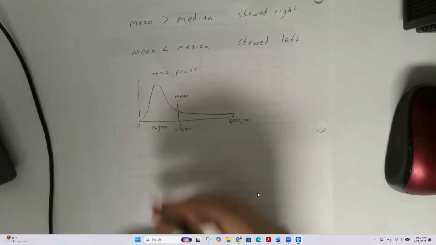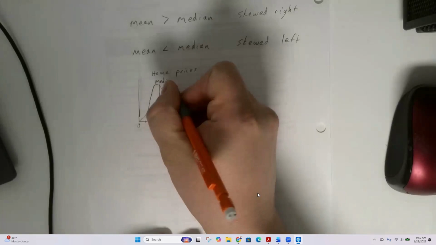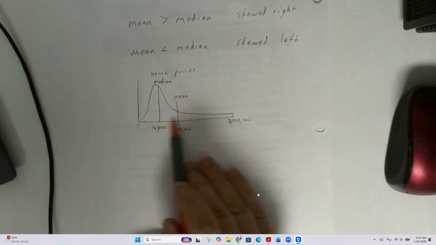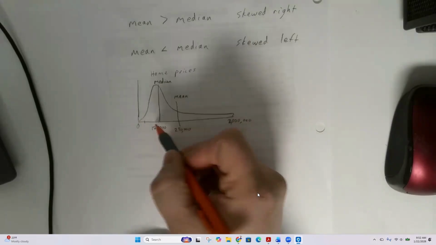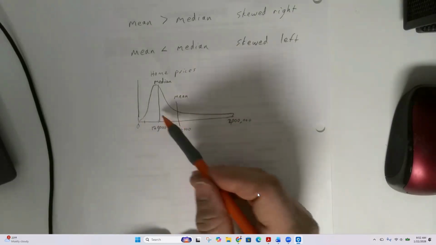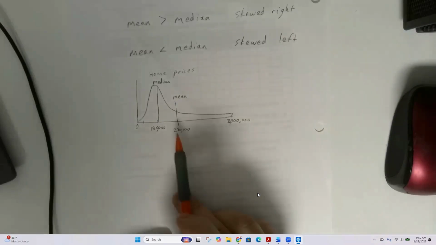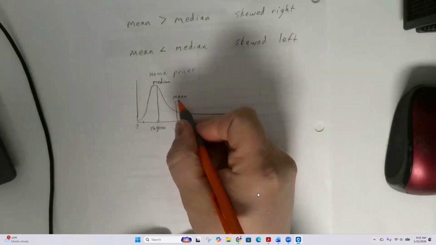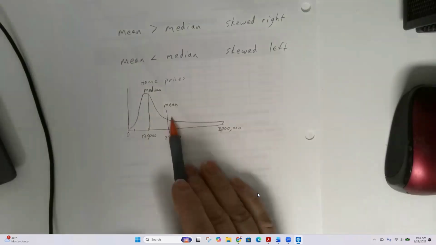The median is going to be right around here, where half of your houses are below that, half of your houses are above that. In other words, if I was to shade in this side and shade in this side, I use the same amount of lead on both sides. The area is the same on both sides. So in this case, you can see that the mean is to the right of the median. The mean is greater than the median, which means it's skewed right.